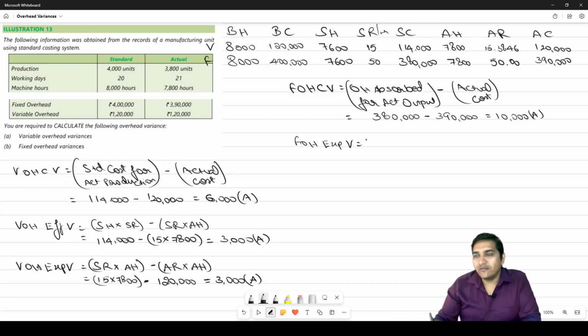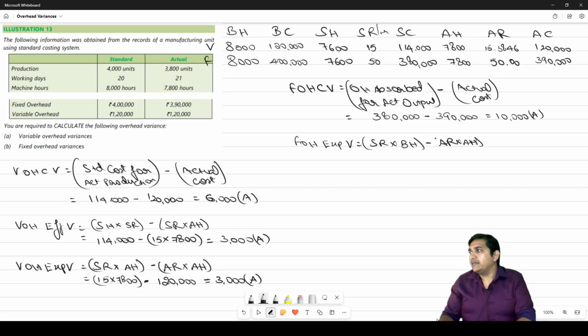So what is fixed overhead expenditure variance? It will be standard rate into budgeted hours minus actual rate into actual hours. Correct? Yes. So what is my standard rate? Again, standard rate into budgeted hours is as good as saying it is my budgeted cost.